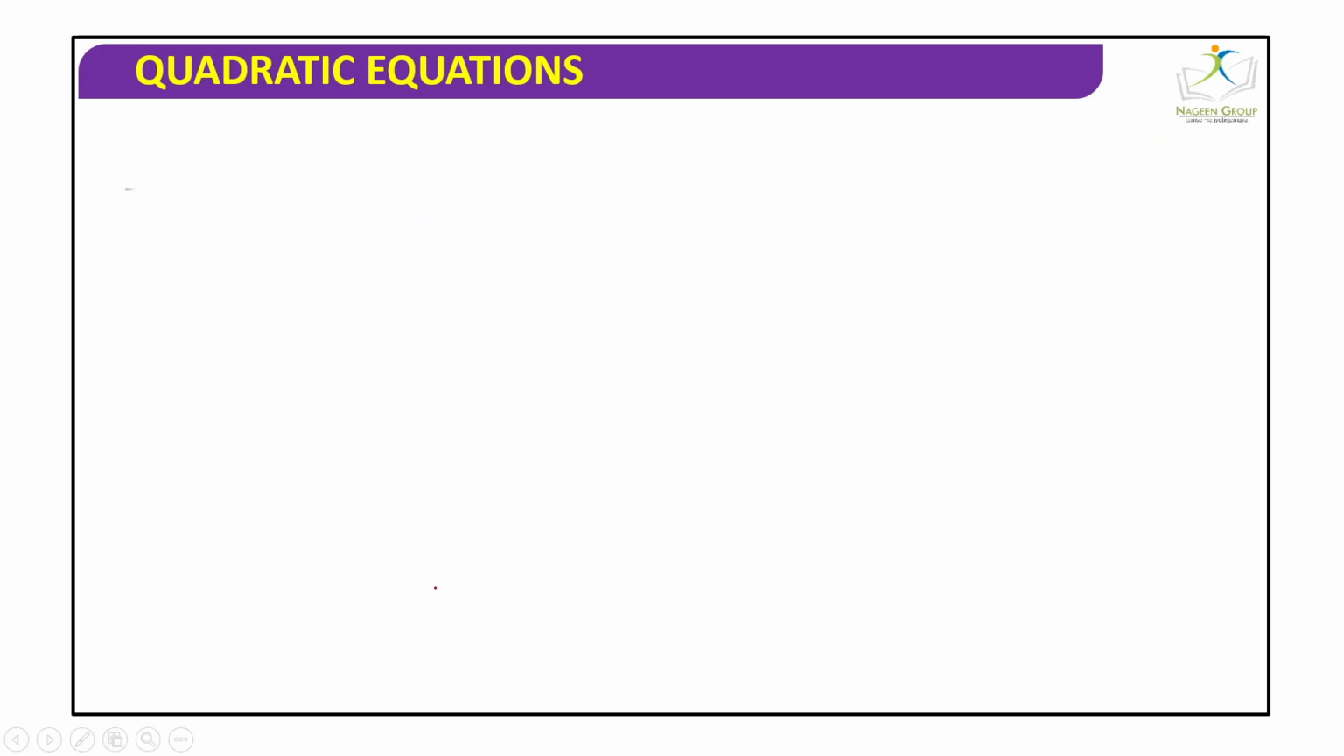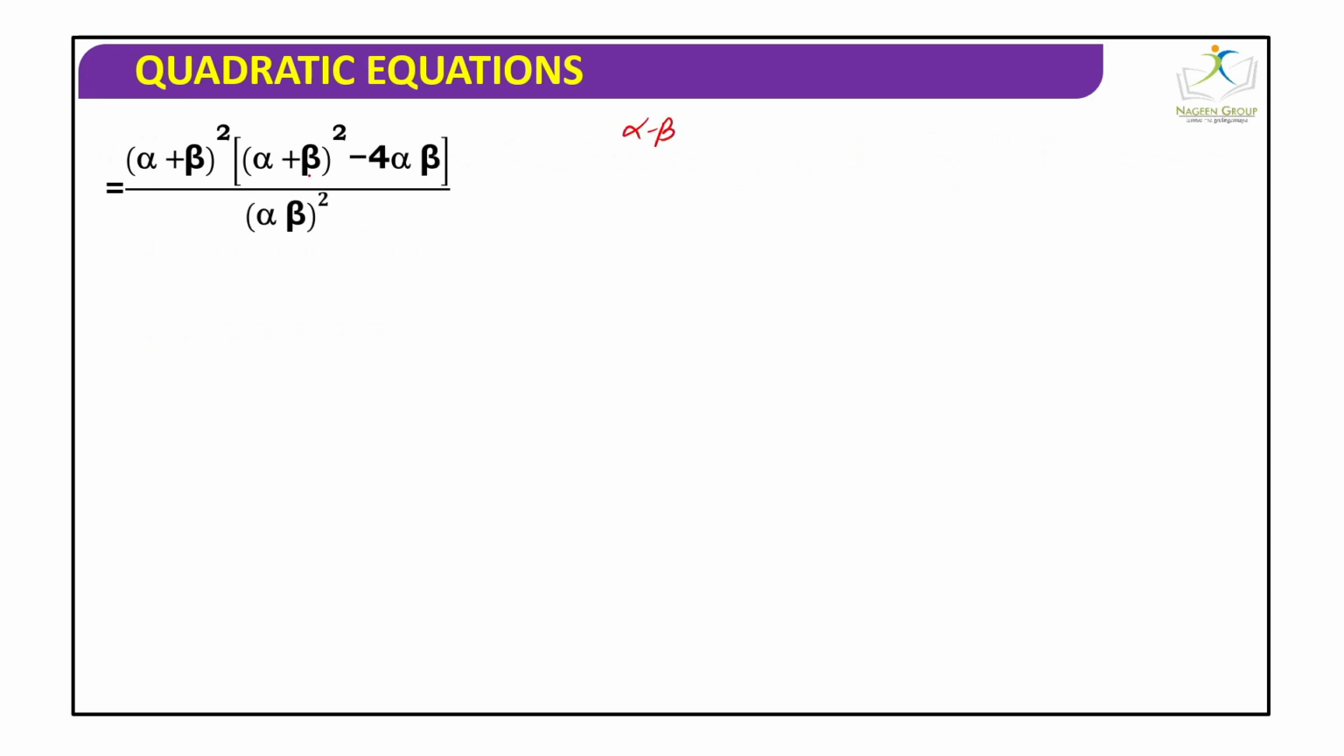Now from here, this alpha minus beta can be written as alpha plus beta whole square minus 4 alpha beta. This is how I am telling you. If we have alpha plus beta whole square, it is alpha square plus beta square plus 2 alpha beta. Right, friends? And from here, we can find out the value of this. It is alpha plus beta whole square minus 2 alpha beta, which is equal to alpha square plus beta square.